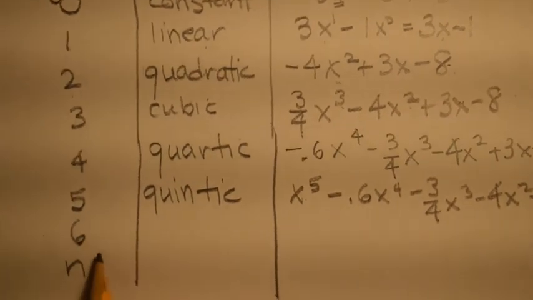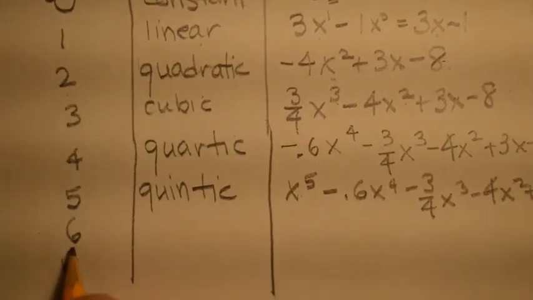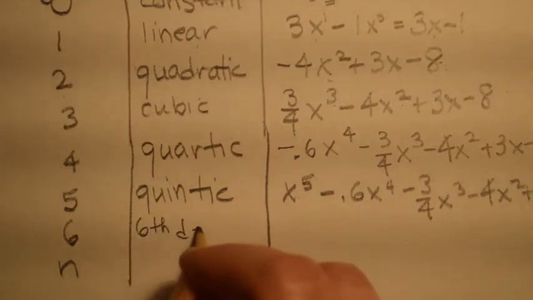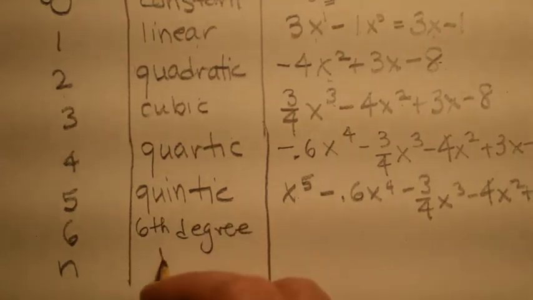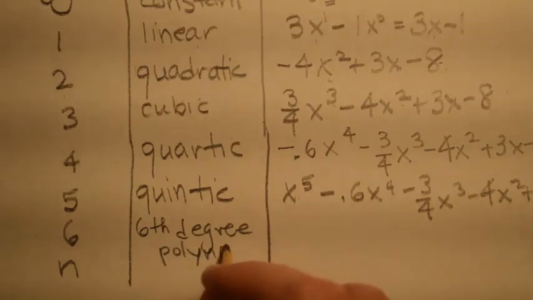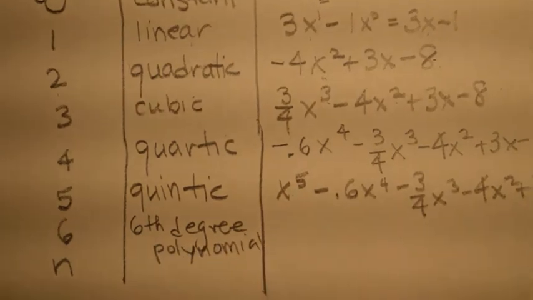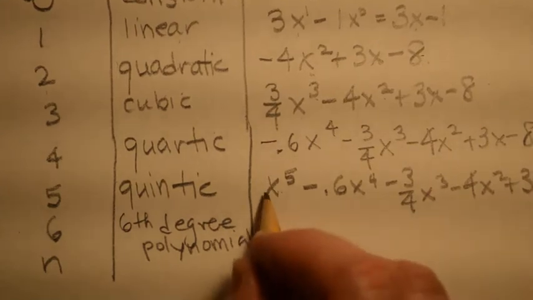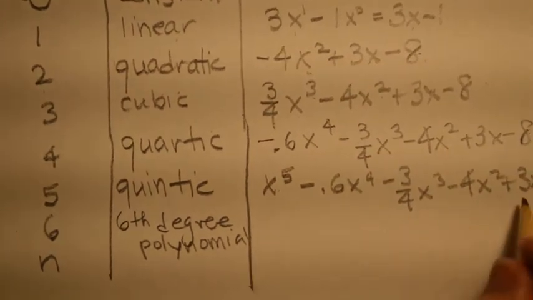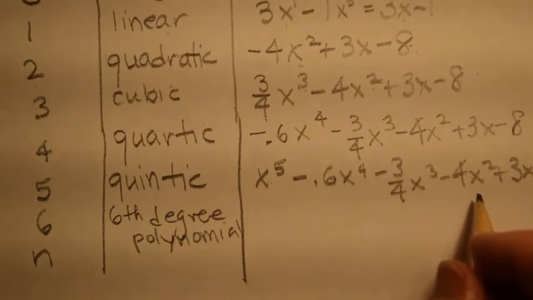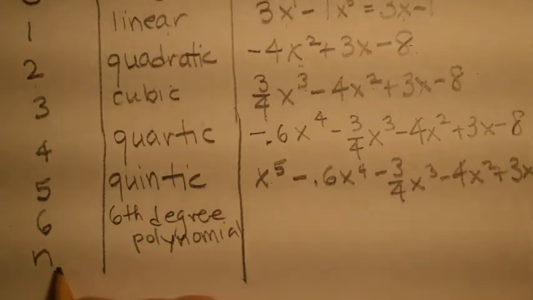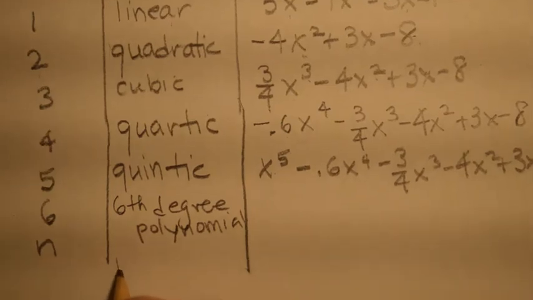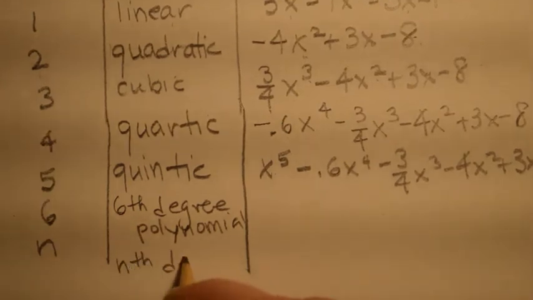When we get to 6, we stop naming, right? And we would just say that this is a 6th degree polynomial. And again, you could make up something there, just put a 6th power in front of what we've already been building upon. And in general, if it has something higher than 6, we'll just call it n. It's called an nth degree polynomial.